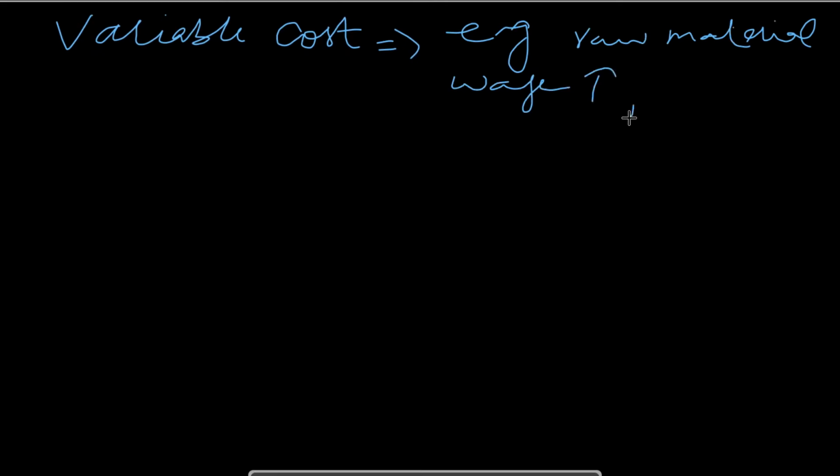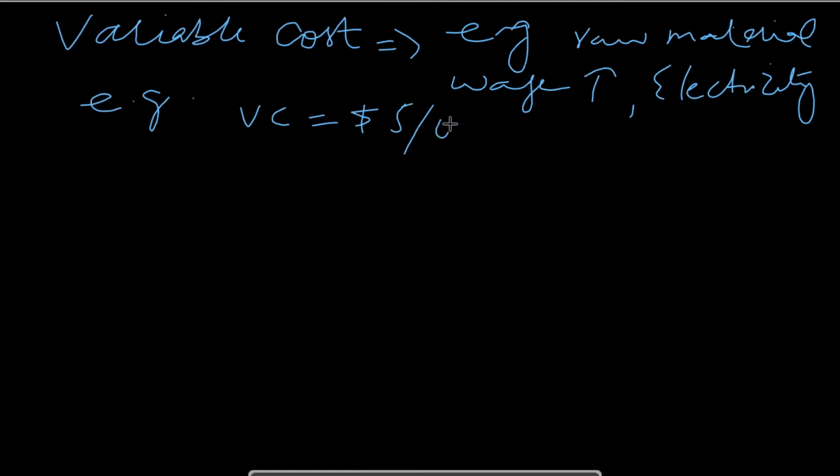If we use more electricity, then we will have to pay a greater electricity bill. So these are variable costs. For example, if for producing 1 unit of a product, the variable cost per unit is, let's say, $5, $5 per unit, then we can find total variable cost at different levels of output.